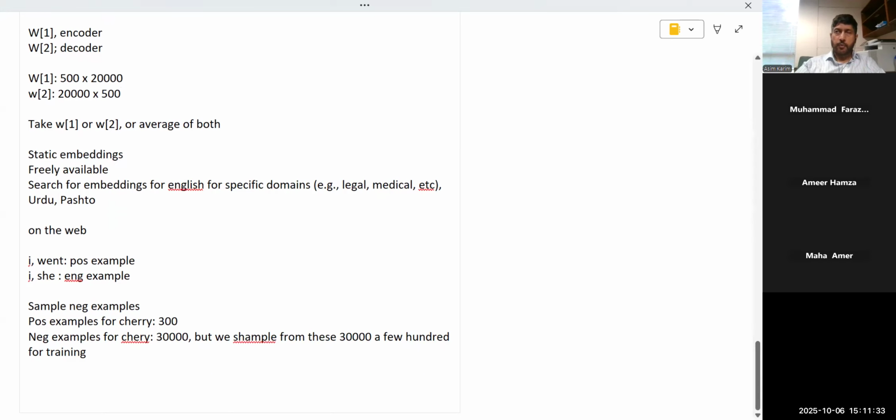ठीक है. So this approach, the whole approach, which is the most common in practice nowadays, is called the Word2Vec skipgram with negative sampling. ठीक है. तो basically SGNS. So this is the most common implementation that you will see for Word2Vec, skipgram with negative sampling.